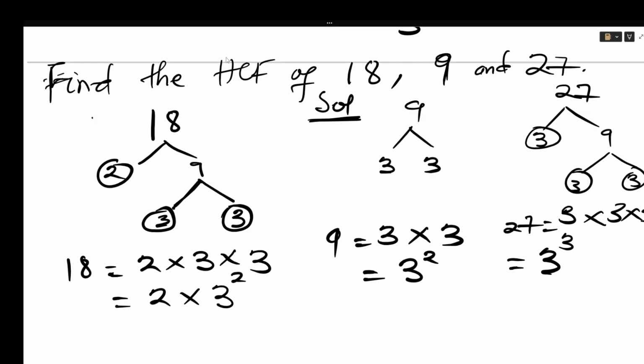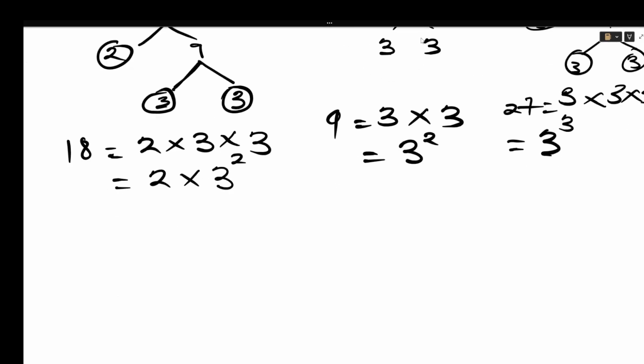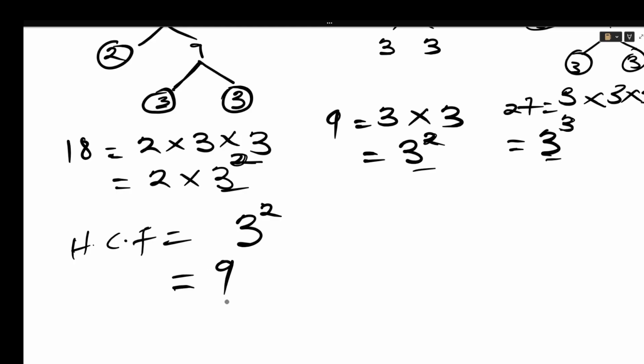The second step is to pick the common factor or the common factors. The common factor we have here, I believe, is 3. 2 appears only one time here, doesn't appear in the rest. So the common one is 3. So the HCF is 3, but we pick the least power. So we have here 3 raised to the power 2, 3 raised to the power 2, 3 raised to the power 3. So we have to pick just one of the least. That is 3 raised to the power 2.